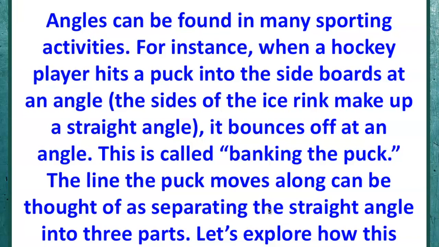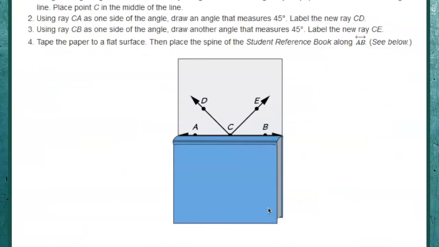The line the puck moves along can be thought of as separating the straight angle into 3 parts. Let's explore how this works. Now, this is something you can actually do with a penny, or if you have a small circular object. You can take a book that has a thickness to it, and slide that penny to a point on it and see how it bounces off.